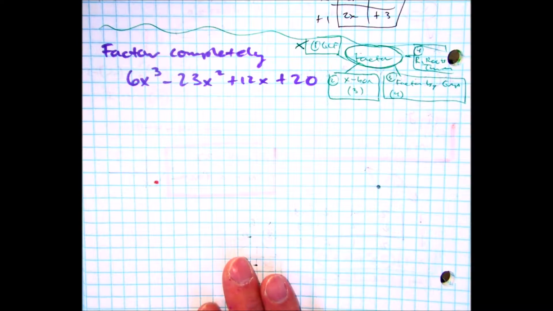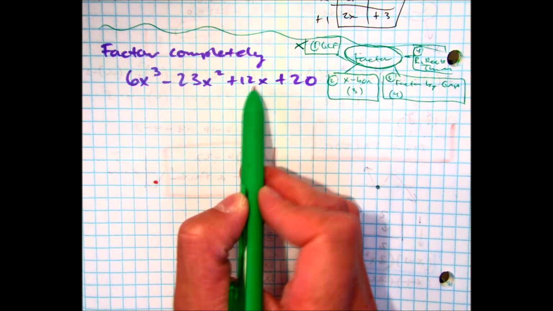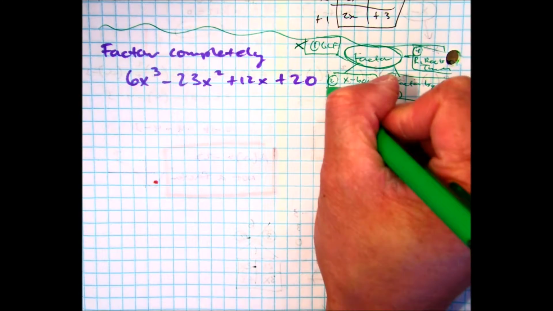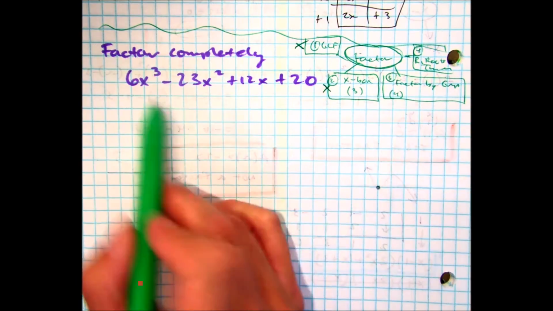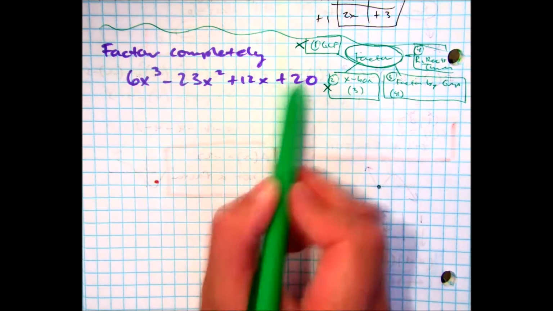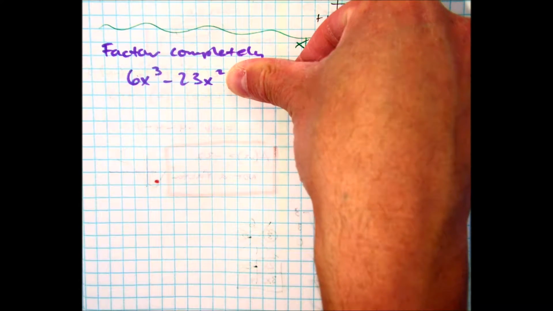The next thing I'm going to look for is if there's 3 terms. 1, 2, 3. There's not 3 terms. I can't take out a GCF, so I can't use the X-box for now. Factoring by grouping, I do have 4 terms, 1, 2, 3, 4, but factoring by grouping only works if in the first 2 terms I have a GCF.